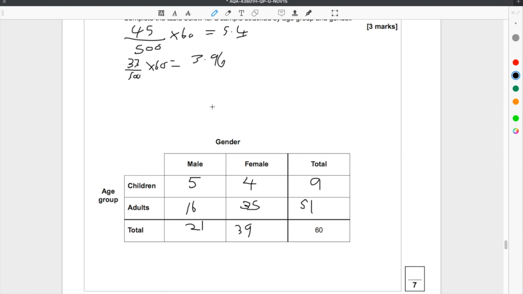That's 3 marks, and that'll be the same for every question in an AQA exam that comes up like this. Okay, so just follow that method and show every stage of working.